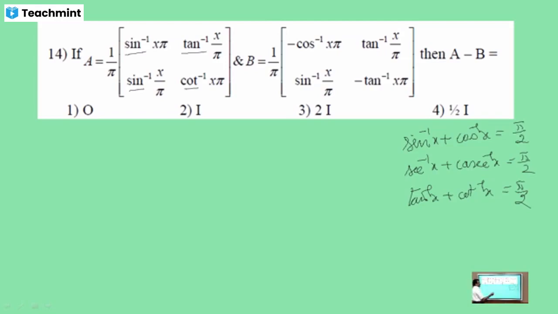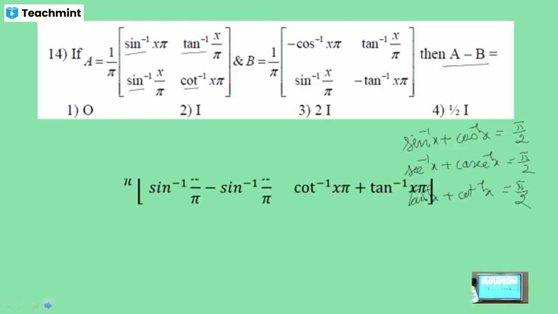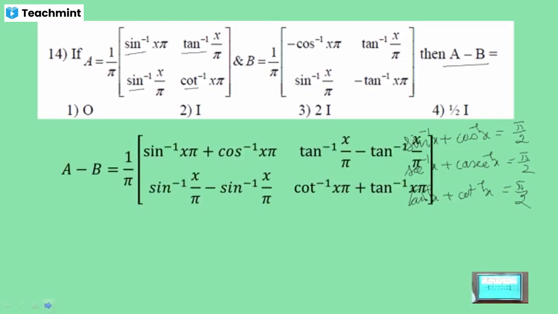I have to find what is a minus b. Then what is a minus b? When I take the a minus b, as you are observing, 1 by pi is common in both the matrices, so that I can keep that one as common.